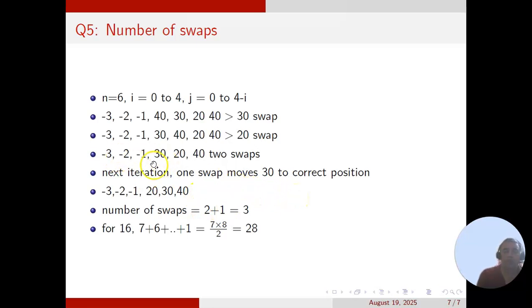So in general, for 16 elements, you are going to do the actual operations on the 8 elements only. For the 8 elements, the number of swaps is 7 plus 6 plus so on up to 1. So this is the sum of the first 7 natural numbers, 7 into 8 by 2. So the answer is 28.